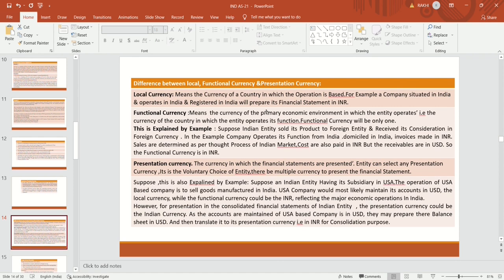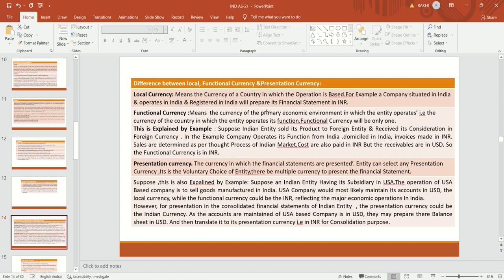Its functional currency will be only one. There is no multiple functional currency. This is explained by an example. Suppose an Indian entity sold its product to a foreign entity and received its consideration in foreign currency. Suppose A Limited is an Indian company and sold its products to B Limited, which is a foreign company, and B Limited remitted the consideration to A Limited in foreign currency, suppose in USD.